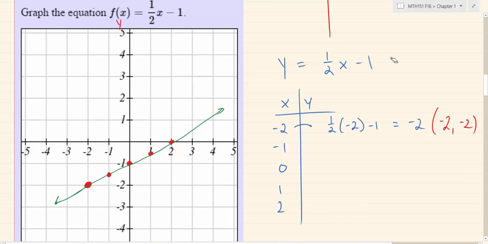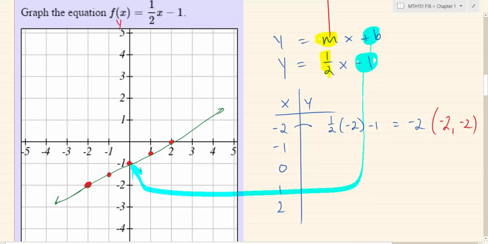Using the knowledge that you had from up above, where we said y equals mx plus b, you can say, well, I know the slope of this line is 1/2, which means up 1 to the right 2. And I know that the y-intercept is -1. So we'll plot the y-intercept. You place a point at -1 on the y-axis, right?